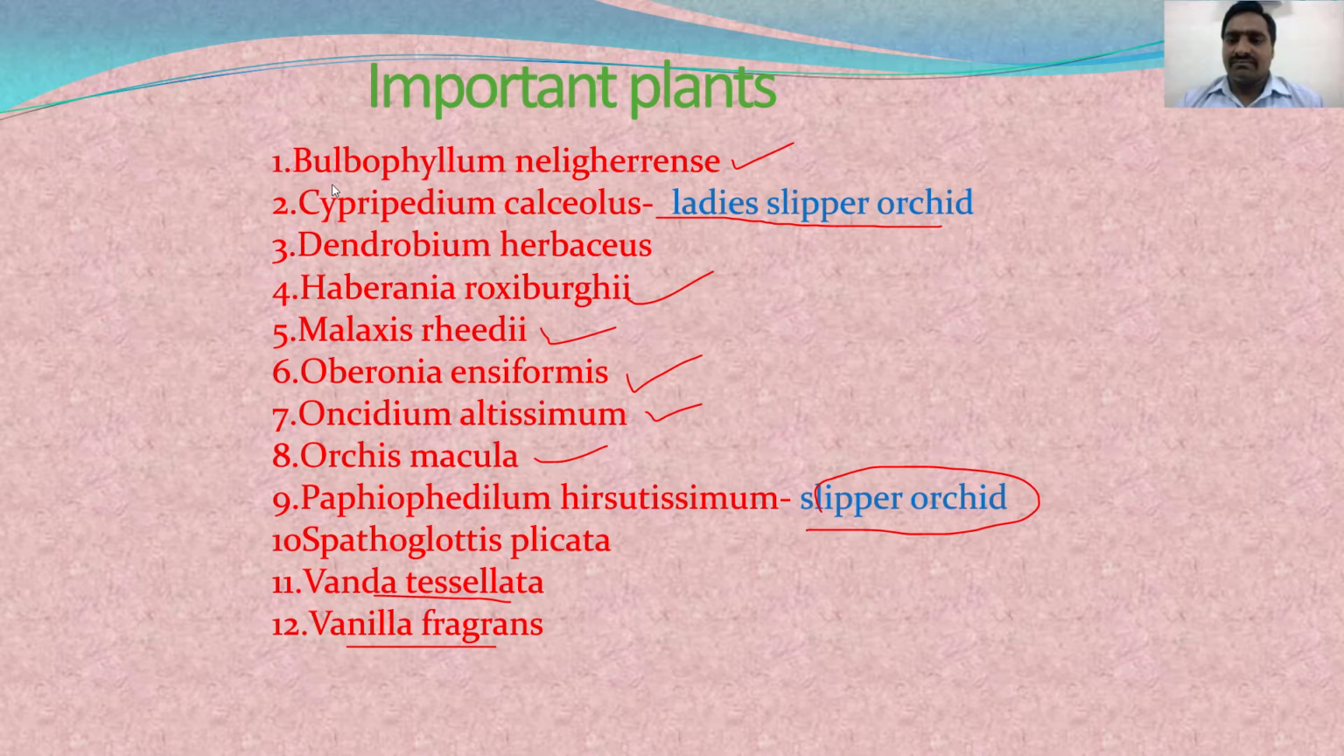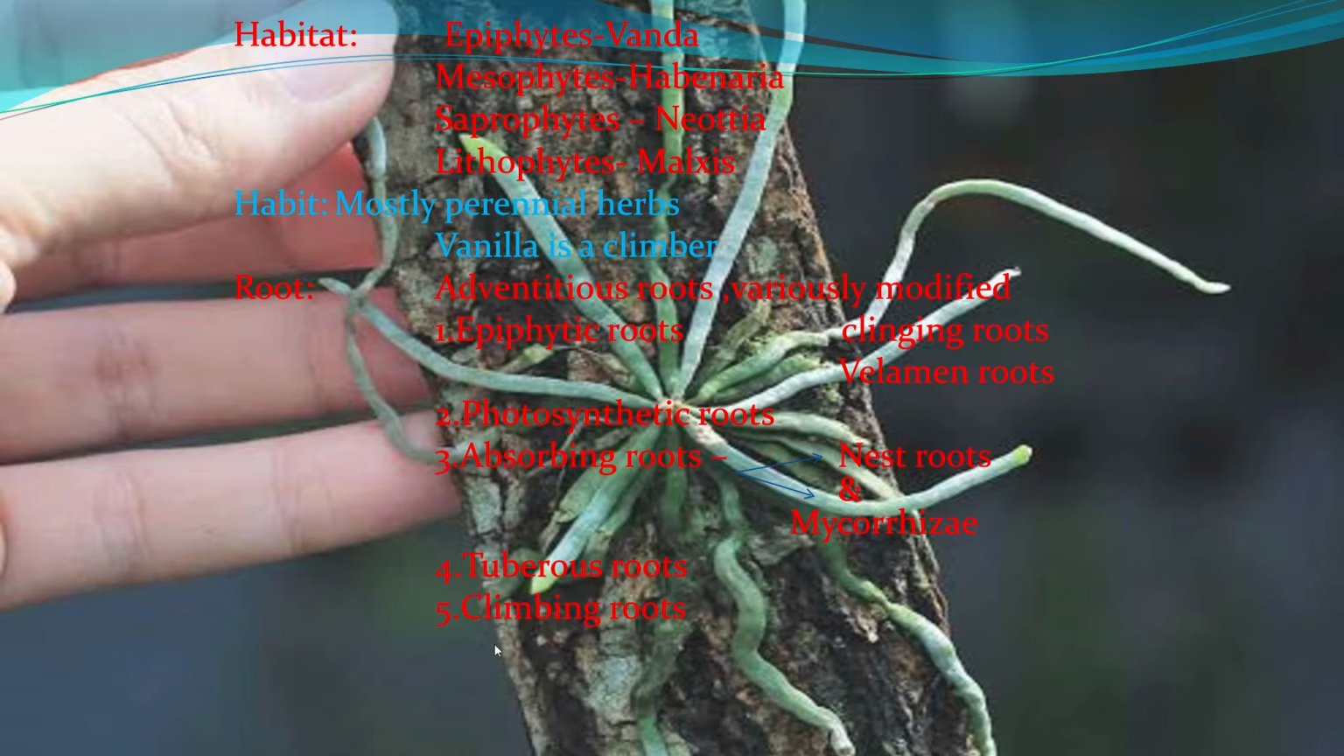Once again: Bulbophyllum nilgherrense, Cypripedium calceolus, Dendrobium herbaceum, Habenaria roxburghii, Malaxis rheedii, Oberonia ensiformis, Oncidium altissimum, Orchis mascula, Paphiopedilum hirsutissimum, Spathoglottis plicata, Vanda tessellata, Vanilla fragrans. These are the important plants in the Orchidaceae family.